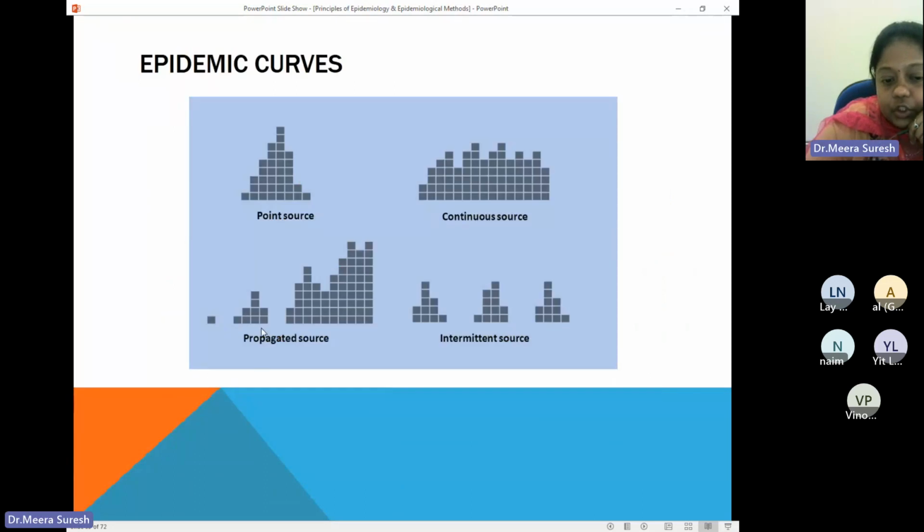in case of a propagated source, we start with a baseline. Some number was already there. And then suppose it is hepatitis A, like in a particular period, some people got infected. Now, there will be a gap when there are no cases, which means this can be a disease that is transmitted from person to person. So just imagine it is person to person transmitted.